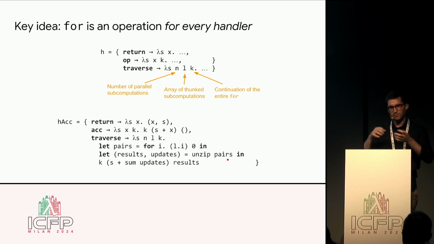Then we unzip the array of pairs into a pair of arrays. Obviously, that's a parallel operation as well. And then finally, we just resume the program after the for by incrementing the state with the sum of the updates and the array of results. So, essentially with this pretty simple modification, we've been able to express how DEX, roughly speaking, parallelizes the effect over those computations.